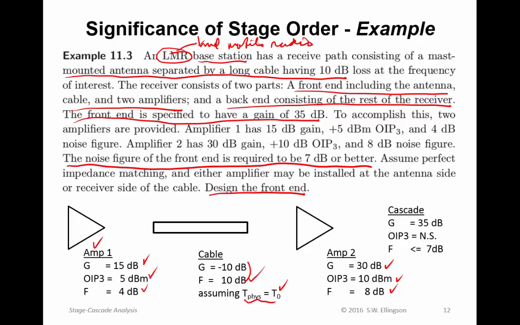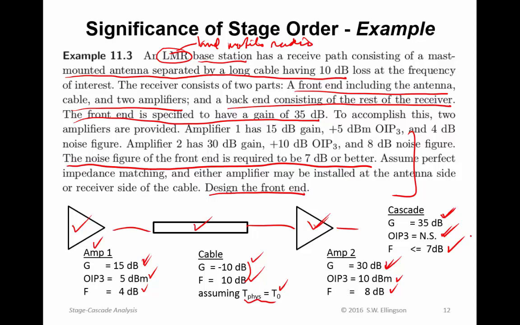So one possibility is I can just connect these together as shown here. Another possibility is I could have the cable first and then amplifier 1 and amplifier 2, or I could have the cable first and then amplifier 2 and amplifier 1. All the possible ways I can combine 3 stages are a possibility here. The gain must be 35 dB. Well, that's going to happen automatically here because 15 minus 10 plus 30 is 35 dB. So this is going to be achieved automatically. The output third order intercept point is not specified. But the noise figure has to be less than 7 dB.